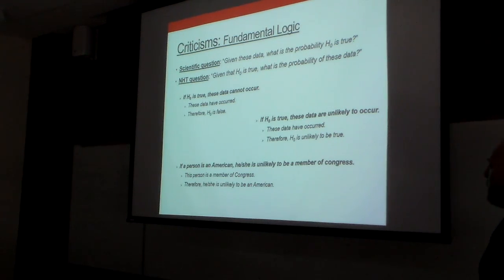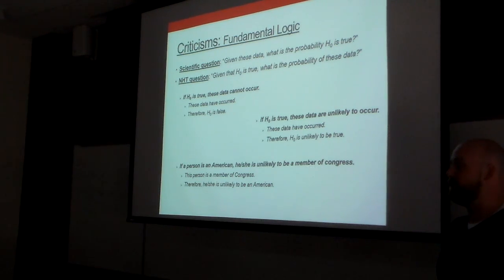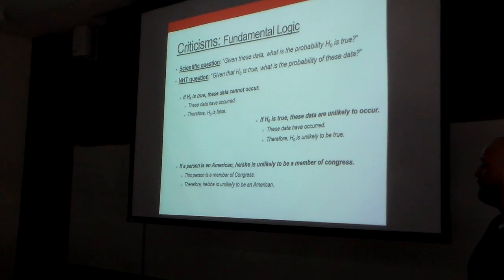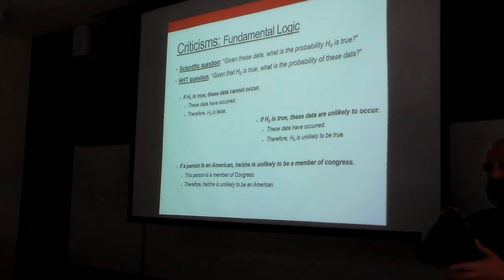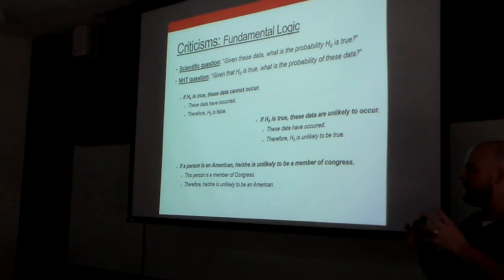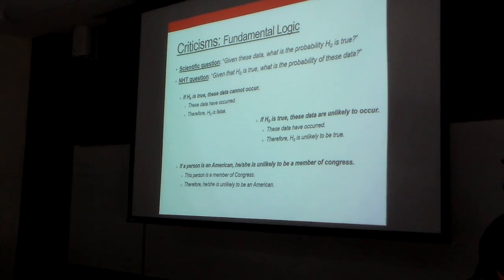So we say if a person is an American, he or she is unlikely to be a member of Congress. That's true. This person is a member of Congress. Therefore, he or she is unlikely to be an American, right? So it's a silly example, but it's from a basic logic of how we're working through stuff.